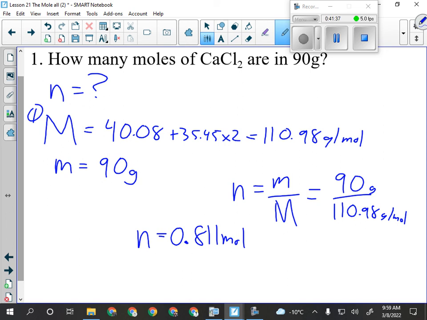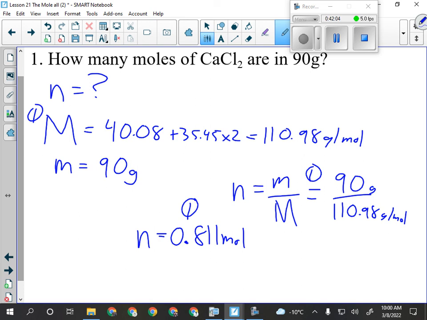So this would probably be a 3-mark question. You get 1 mark for your givens, 1 mark for plugging in your numbers, and 1 mark for your solution. If that didn't have moles at the end, it would be wrong. It has to have units to be correct. All right, questions there?